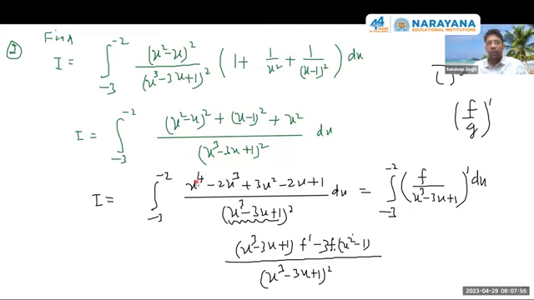See, we need to get the x power 4 term. So to get x power 4 term, tell me what should get cancelled? Derivative of this, that means f dash must be linear. That means f must be quadratic. F must be quadratic. Agreed or not? Tell me, everyone. F is quadratic, right?